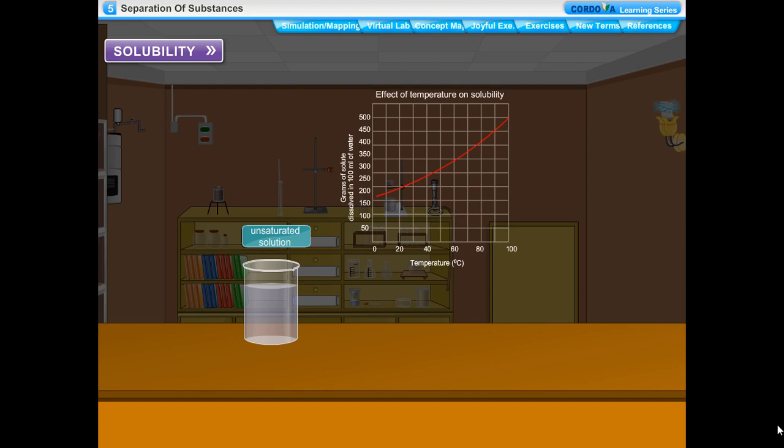Conclusion: heating of a saturated solution of any substance increases the solubility of the substance. If the saturated solution of a substance is cooled to a lower temperature, the solubility of the substance decreases and some of the dissolved substance separates in the form of crystals.